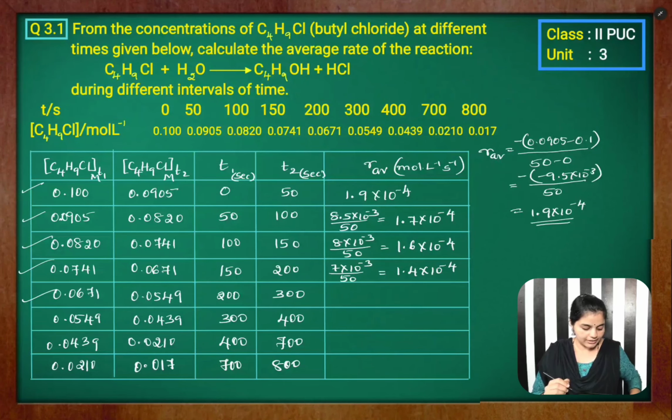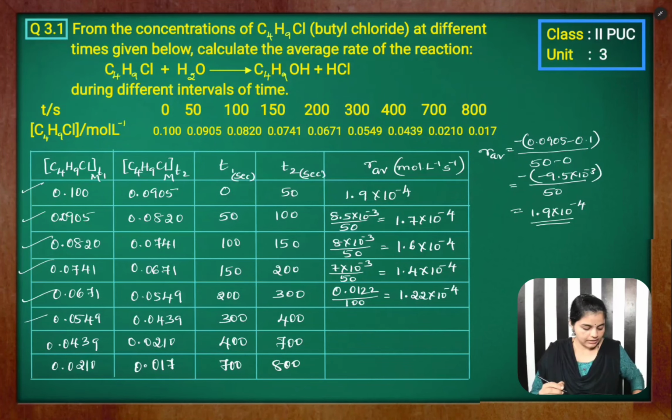Fifth, minus of 0.0549 minus 0.0671, which is equal to 0.0122. Now divided by time interval is 300 minus 200, that's 100, which is equal to 1.22 into 10 to the power minus 4. The unit is mole per liter per second.